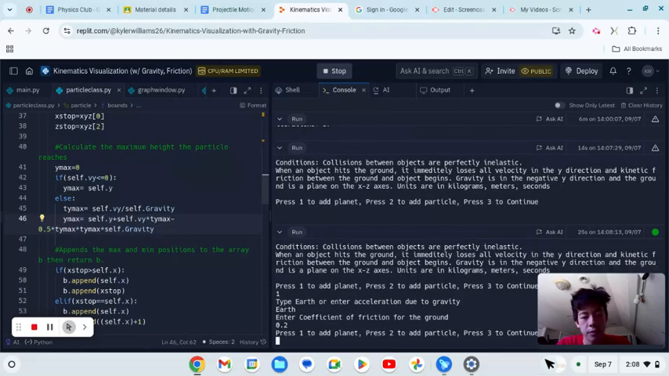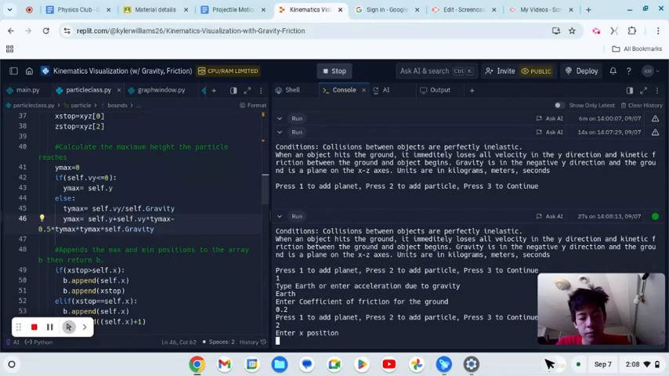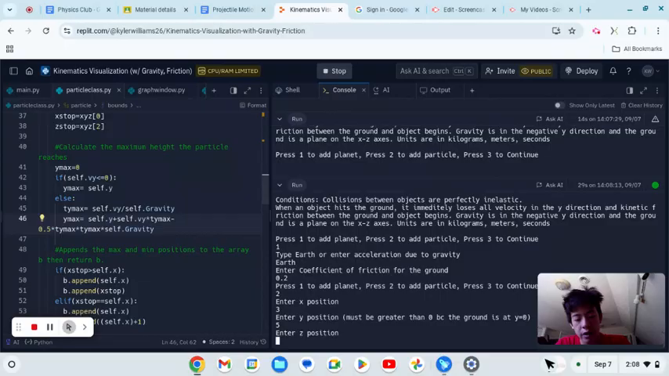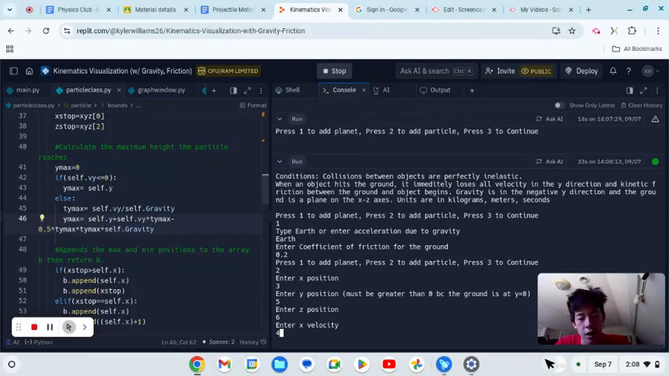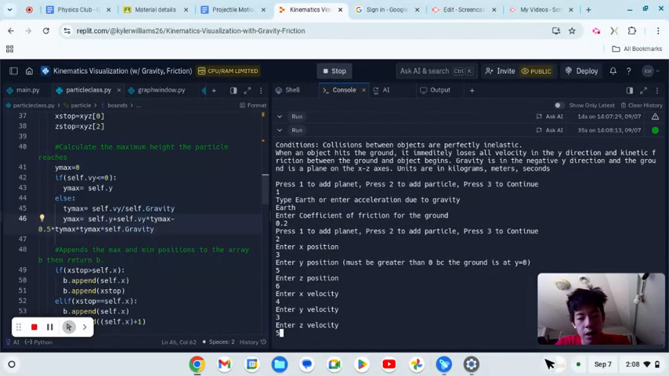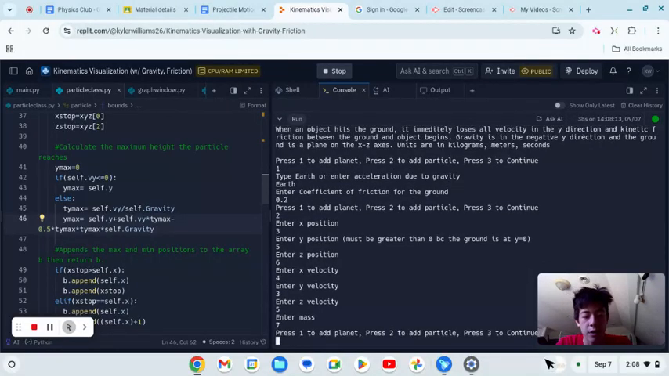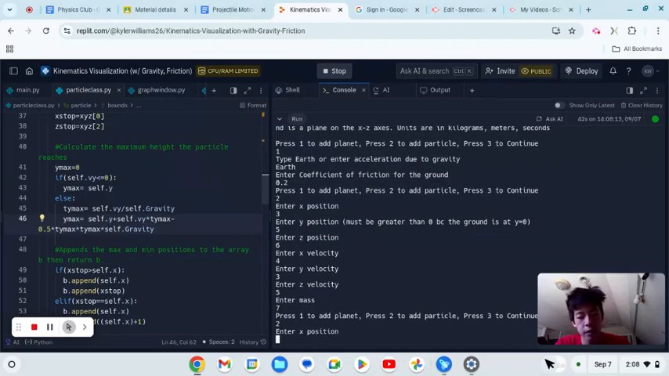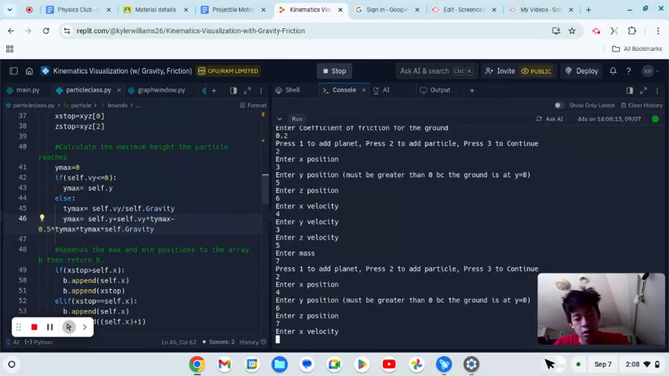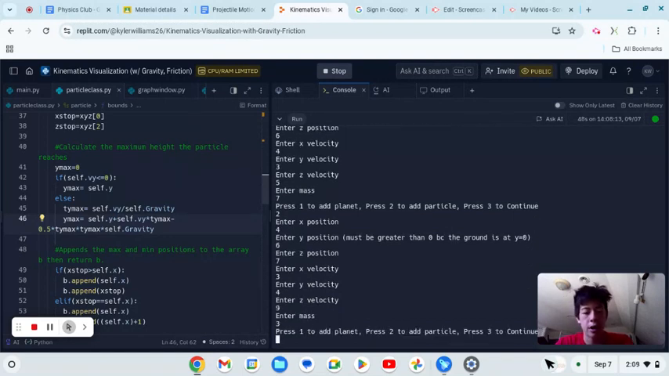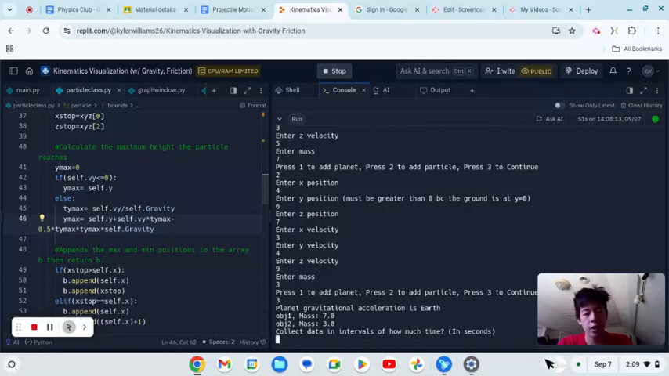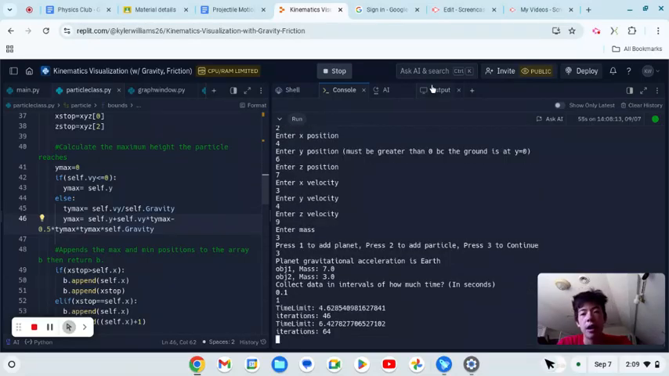I'll put 0.2. Now I'm going to add a particle, and I'm just putting arbitrary values for the x, y, z positions and velocities. But when you use this to solve a problem, you're going to put the values associated with that problem. I'll add another particle. And now I'm going to continue. So we're going to collect data in intervals of 0.1 second. And so yeah, now for the output.